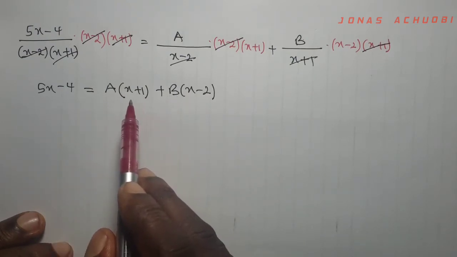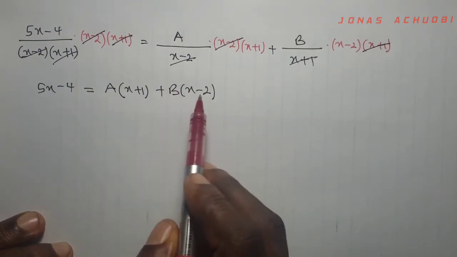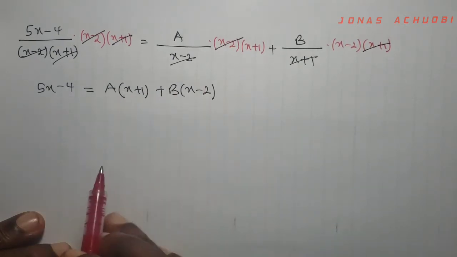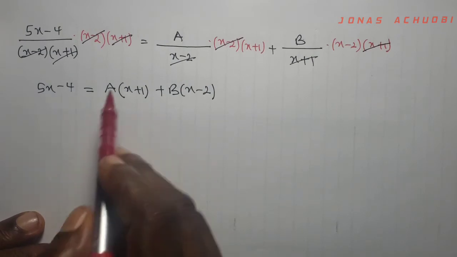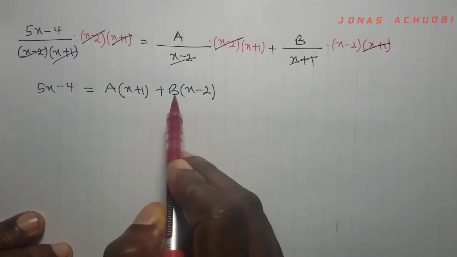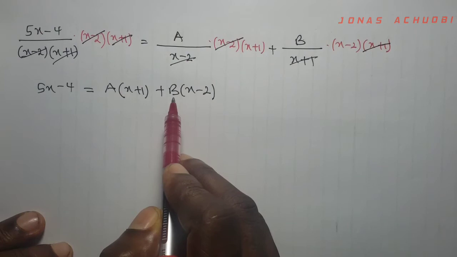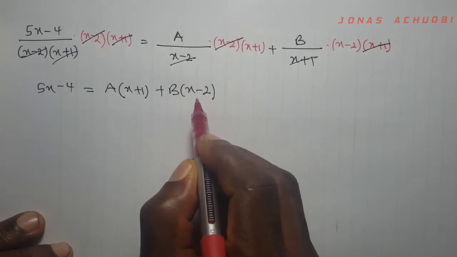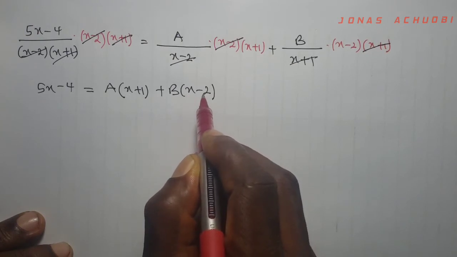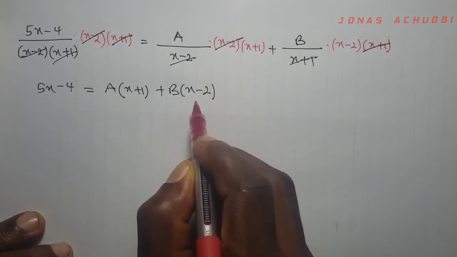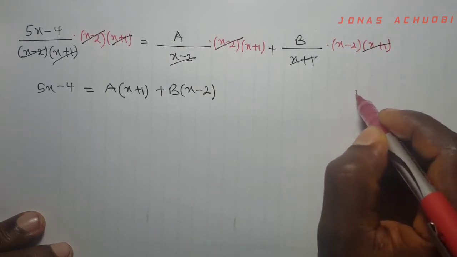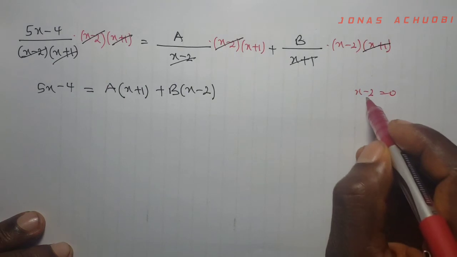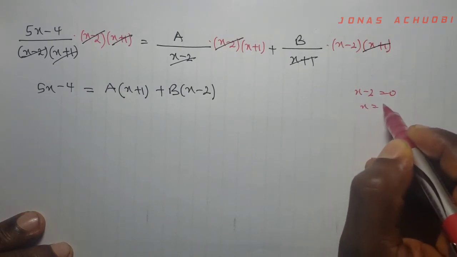So at this point, we now choose to find the values of A and B. We may take the value of A first, then B later, or B first, then A later. It doesn't really matter. If we choose to find the value of A first, then we must force the value of B to be 0. The only way to do that is by getting the 0 of x minus 2. To get the 0 of x minus 2 simply means to make this 0, so you say x minus 2 equal to 0, and then find the value of x. If x minus 2 equal to 0, then x is equal to 2, right?